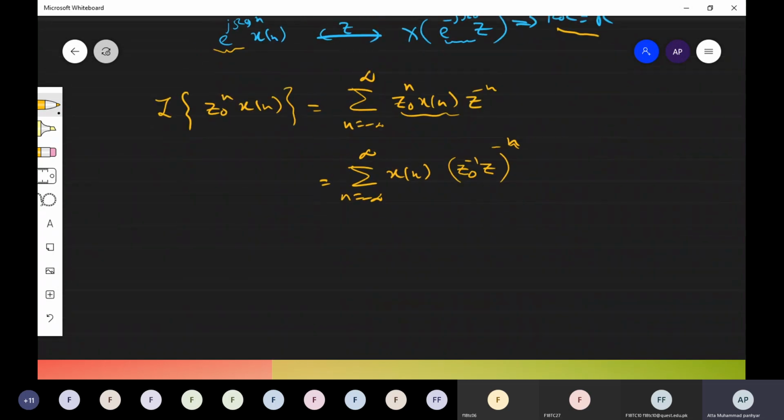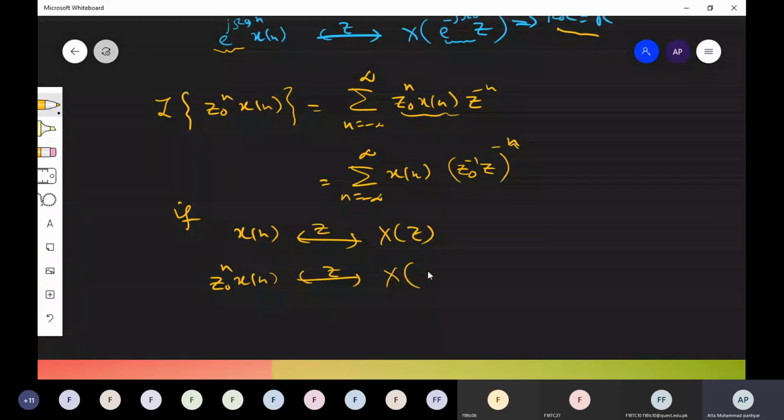So we can conclude that if x of n has z transform x of z, then z naught power n x of n has spectrum x of z upon z naught, right? Because you can write it as z upon z naught. For example, if the ROC of the original signal is R, then how must the ROC be changed?